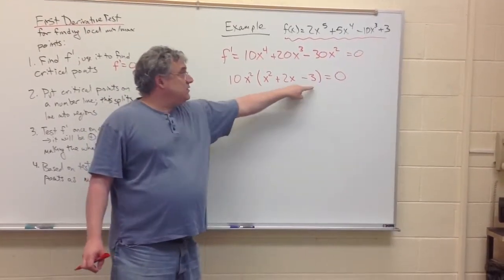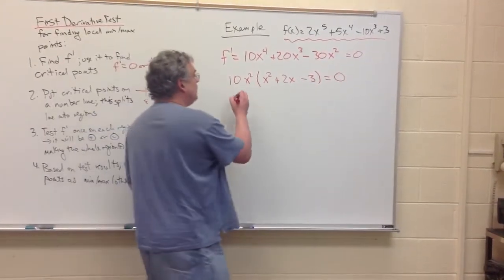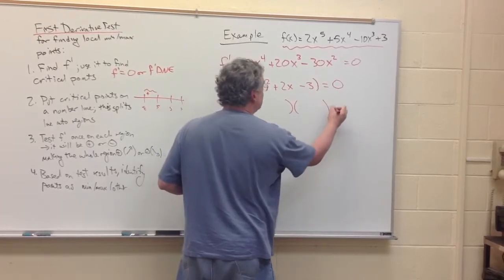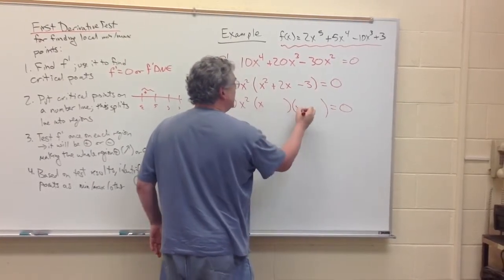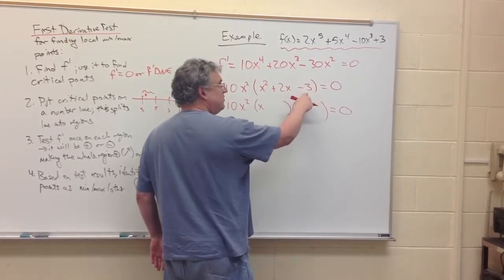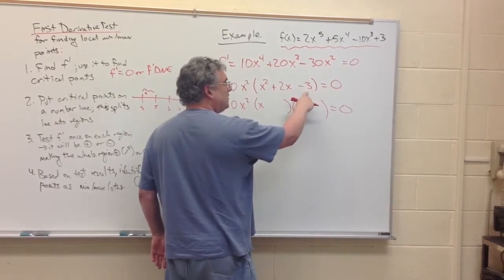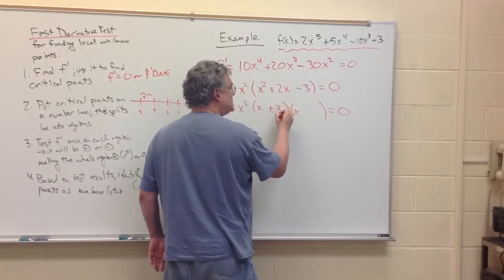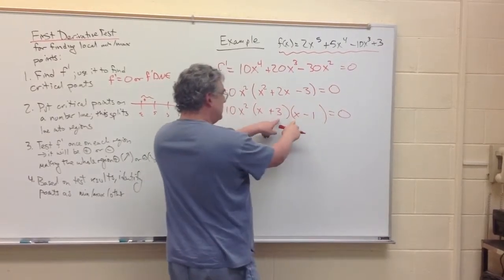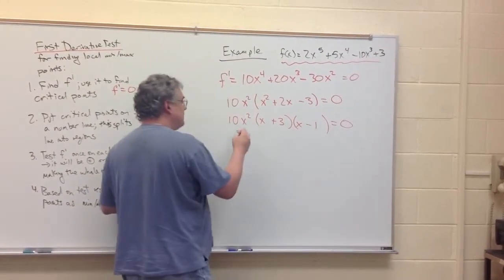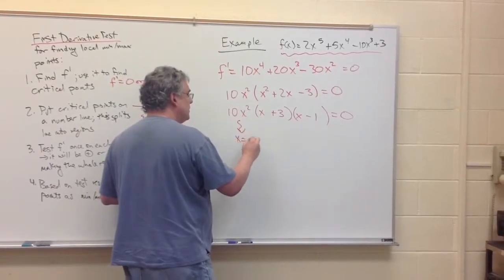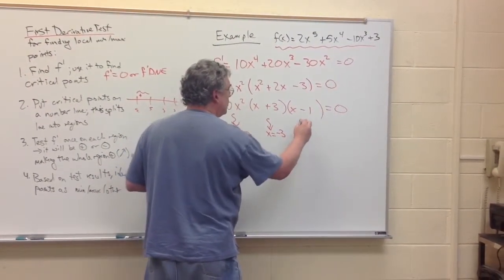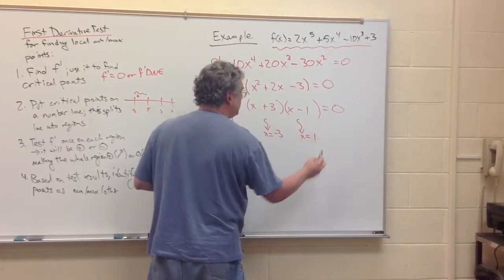I can further factor this part, I hope. Let's see. If I want to factor it, x and x, minus 3 means I've got a 3 and a minus 1, or a minus 1 and a 3, or, well, I want a positive 2 here, so I want probably a positive 3 and a minus 1. Does that work? Yeah. So that means x is 0, or from here, x is going to be minus 3, or from here, x is going to be 1.